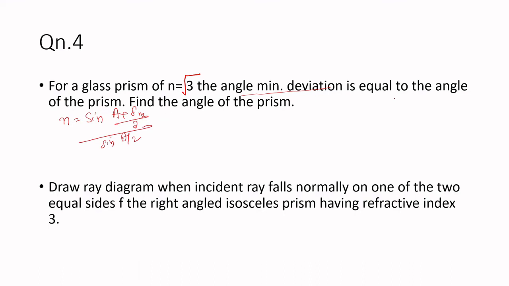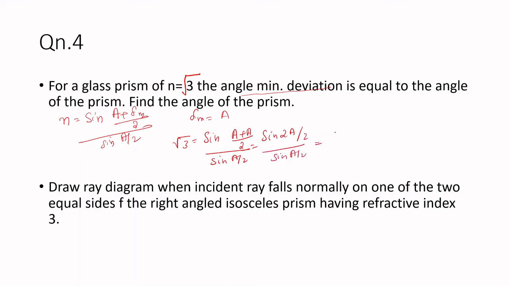Now the minimum deviation is equal to the angle of the prism. The condition given is like that. So delta m is equal to A. So how will we write this relation? Root 3 is equal to sine of (A plus A) by 2, because A and delta m are equal, whole divided by sine A by 2. So we get sine 2A by 2 divided by sine A by 2.